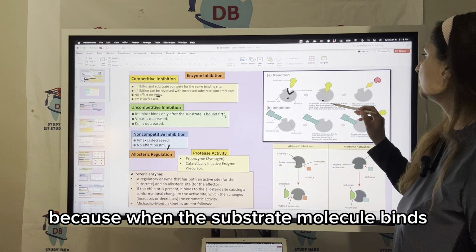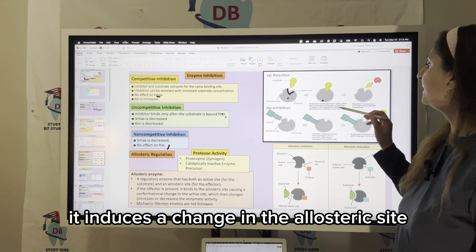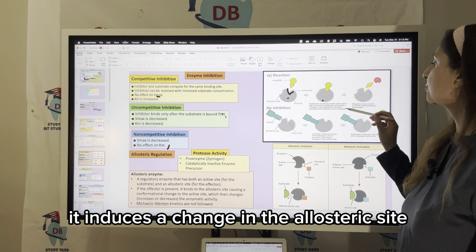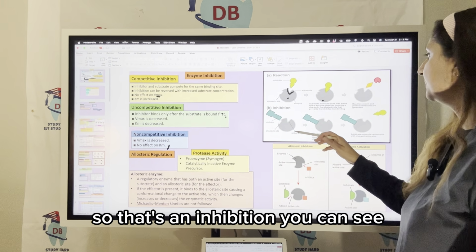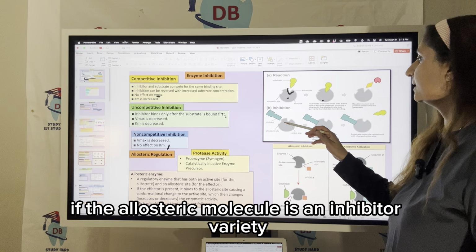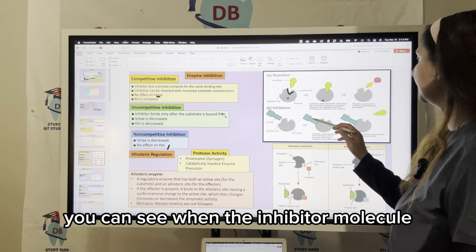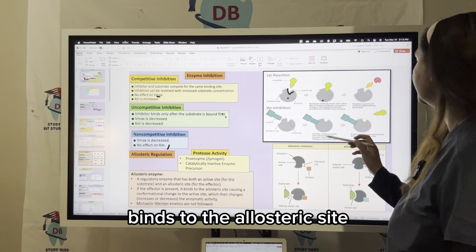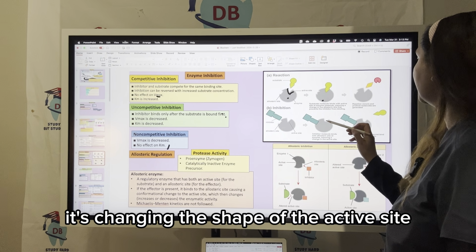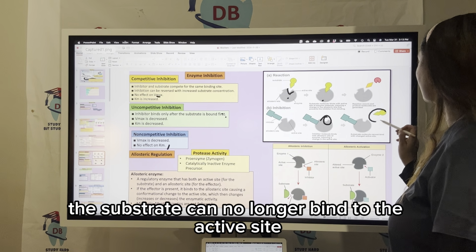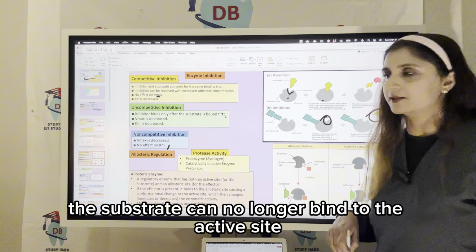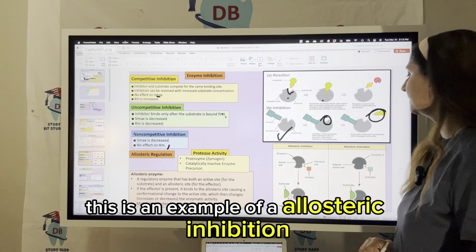When the substrate molecule binds with the active site of the enzyme molecule, it induces a change in the allosteric site that prevents the inhibitor from binding. So that's the inhibition. You can see if the allosteric molecule is an inhibitor variety, when the inhibitor molecule binds to the allosteric site, it changes the shape of the active site. And when the change of the active site is there, the substrate can no longer bind to the active site. This is an example of allosteric inhibition.